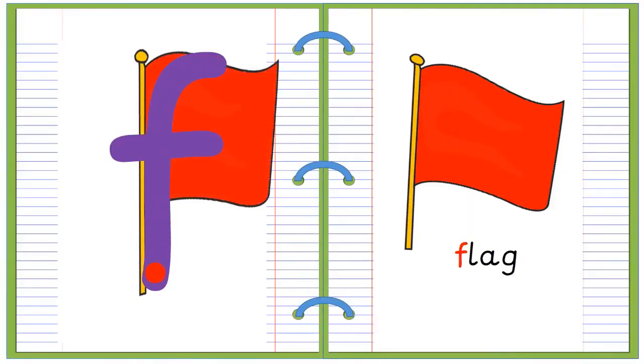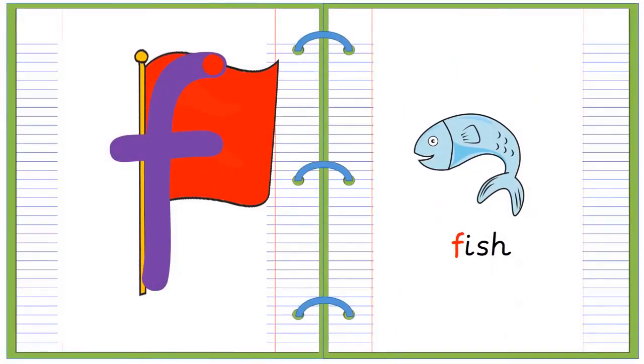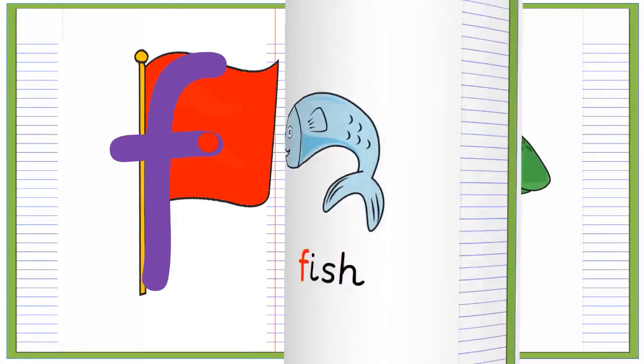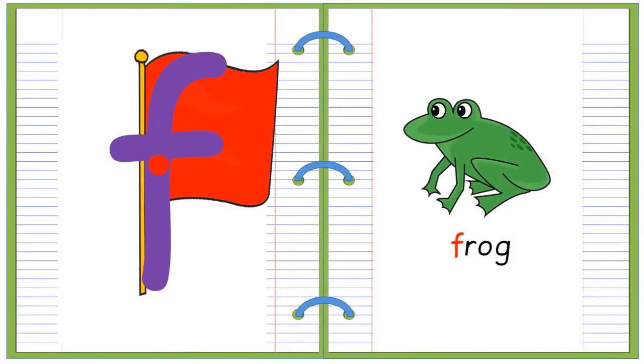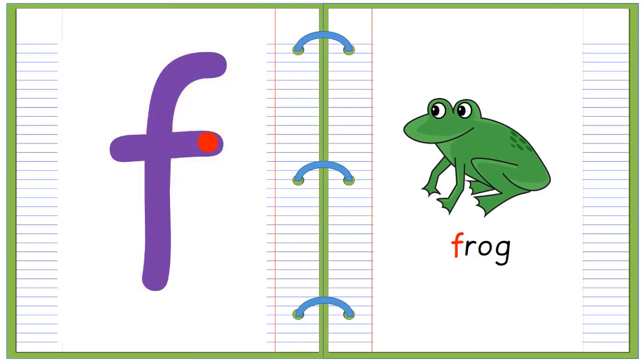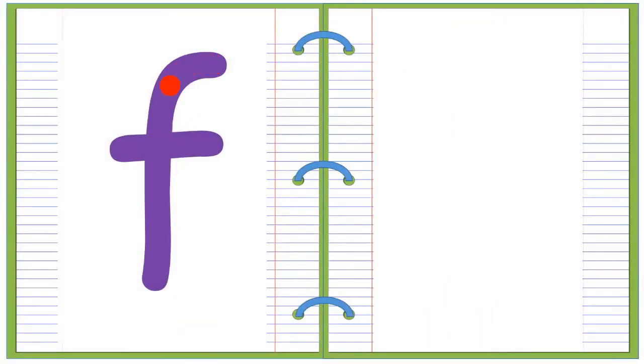Down the flag, lift off and across. F for flag. F. Down the flag, lift off and across. F. Fish. F. Down the flag, lift off and across. F. Frog. Down, lift off and across.